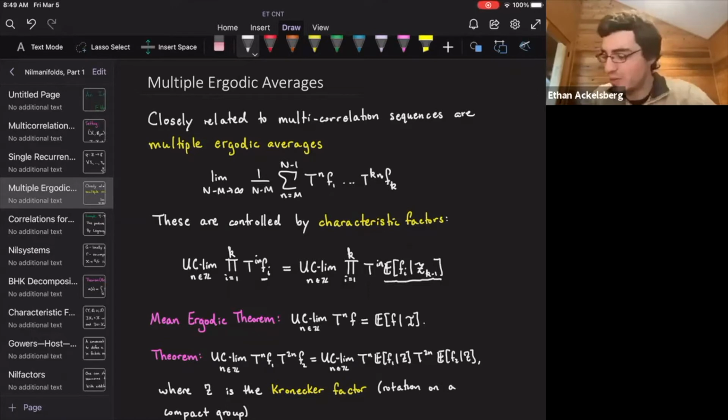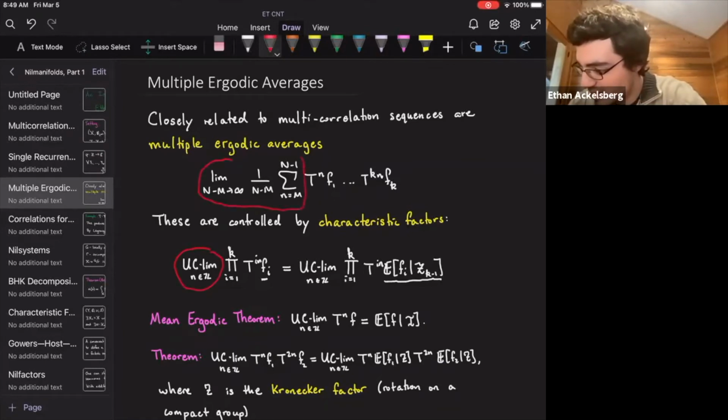Okay. And so I switched some notation here so I don't have to keep writing this big limit with Cesàro averages. UC-lim means uniform Cesàro limit and is the same thing. So this means this thing, just in case that's not clear.